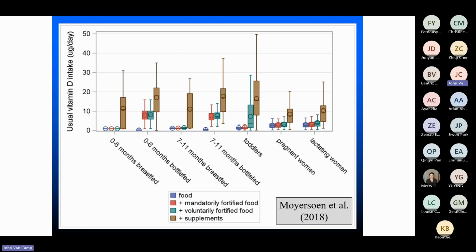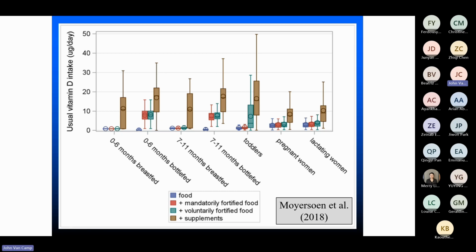For 7 to 11 months, it's a little bit of a similar situation. So you see, very careful there again, the food is not supplying anything unless you give them the bottle feeds, because there you have extra supply of vitamin D. And the supplements will only be relevant in this case for the ones that are only breastfed.